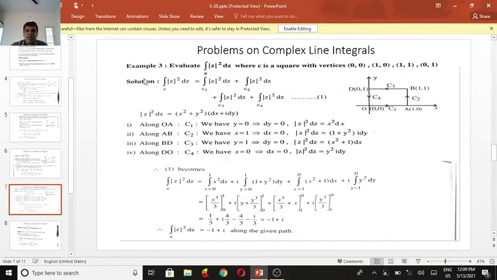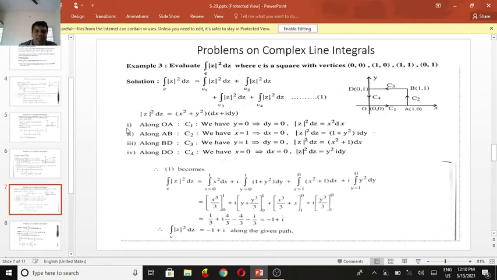So the integral over C of mod z square dz should be equal to the integral over C1 of mod z square dz plus the integral over C2 of mod z square dz plus the integral over C3 of mod z square dz plus the integral over C4 of mod z square dz. I call this equation 1. Now I am simplifying. You know the absolute value of z square is a real number, x square plus y square. What's dz? dx plus i dy.